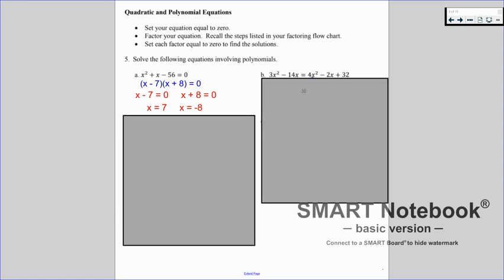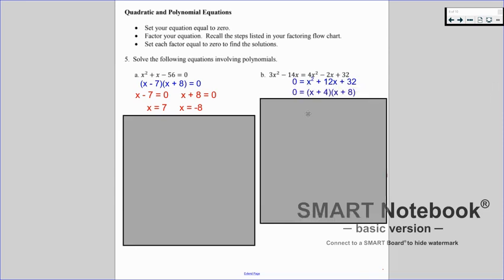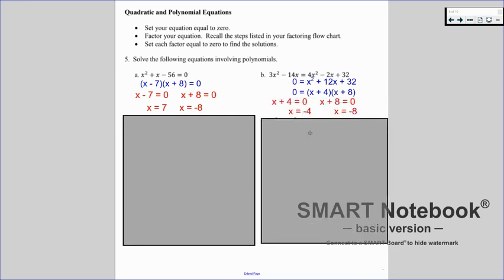Over here on part B, again, not set equal to 0. I don't have a 0 in here, so I want to get 0 either over on this side or on this side. So I decided to move the 3x squared and subtracted that over here, and then I added 14x and added that over there. So now I got to that equation where it's set equal to 0. Now this problem looks a lot like this one. The factoring might be a little different, but the idea is the exact same. I end up with x plus 4 times x plus 8 equals 0. And then again, set each factor equal to 0 and then solve.